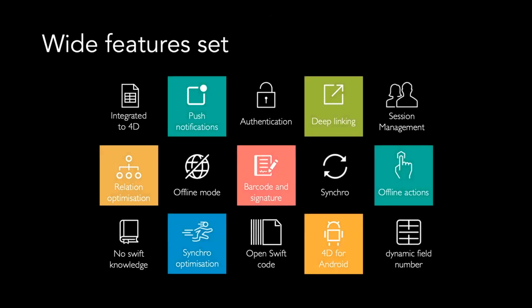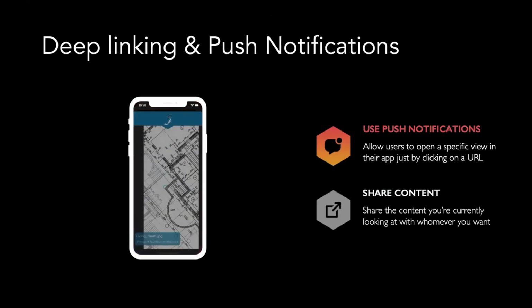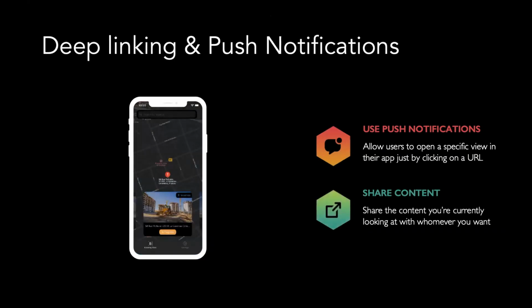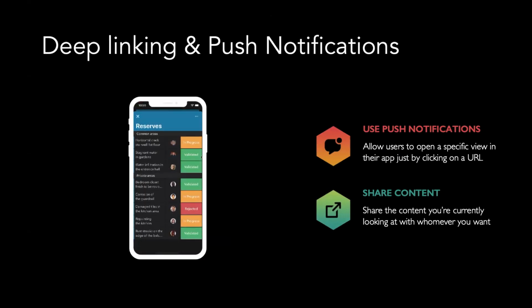Now, let's talk about 4D for iOS. The product got enhanced with a set of features that are essential for any mobile app. Deep linking in combination with push notifications will keep your iOS app users engaged and informed. This feature allows you to bring them directly to the desired place in a single click, which ensures a seamless user experience.